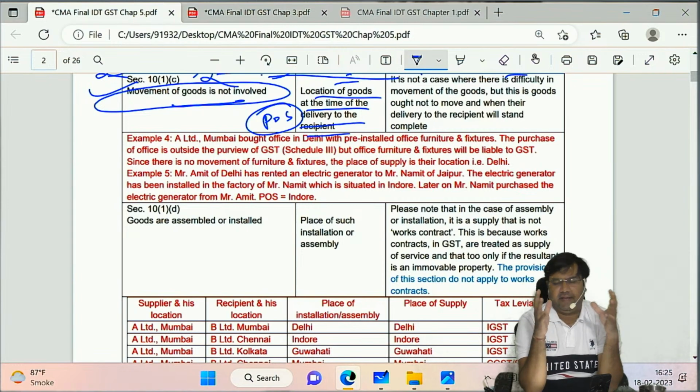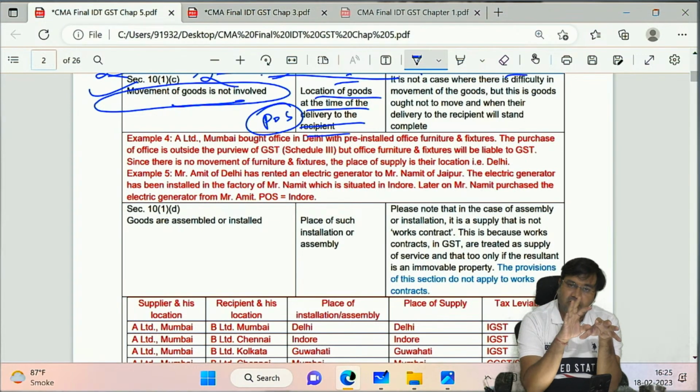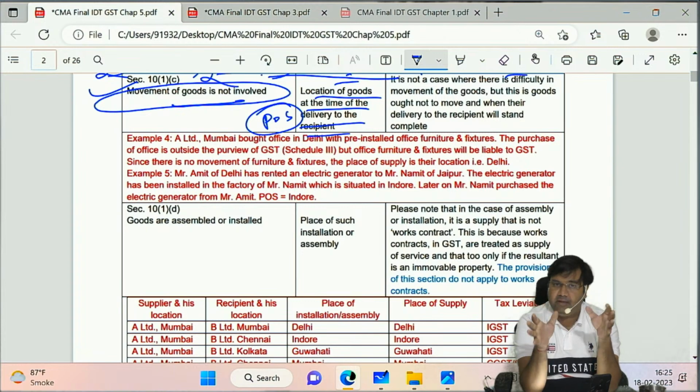I have a factory in Jaipur. From Savanan, I took one plant and machinery on rent. Now Savanan is in Hyderabad. So he gave me plant and machinery on rent. The supplier gave me plant and machinery on rent.